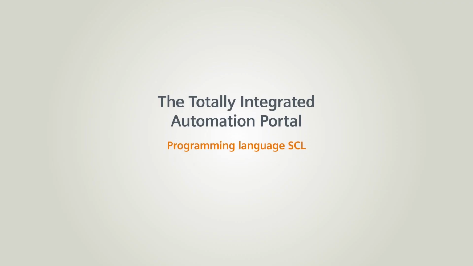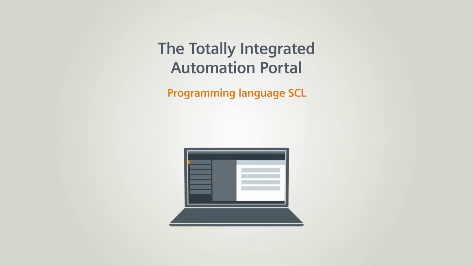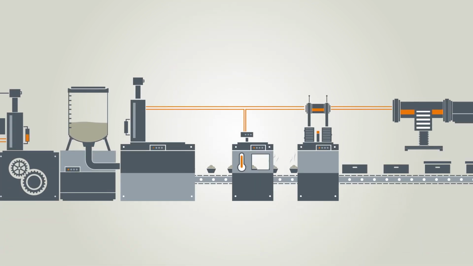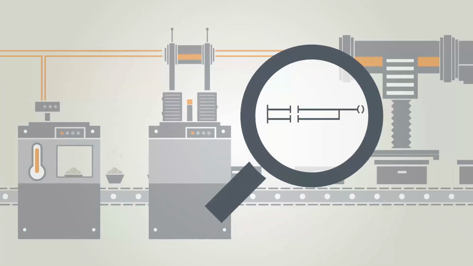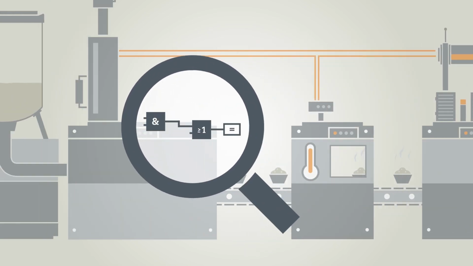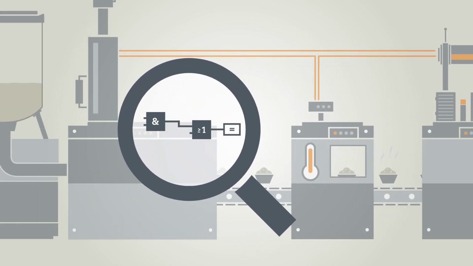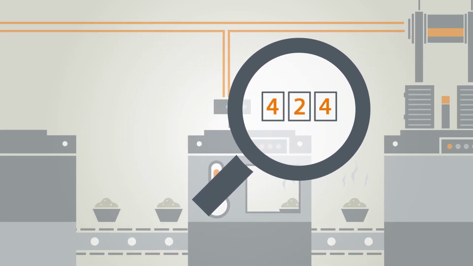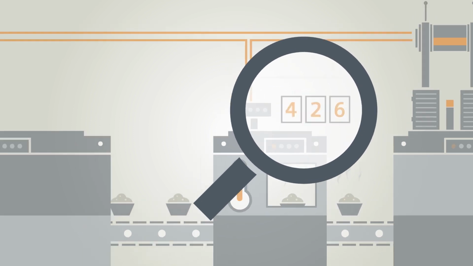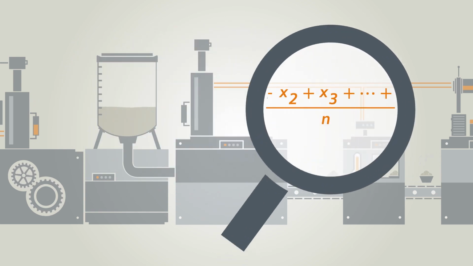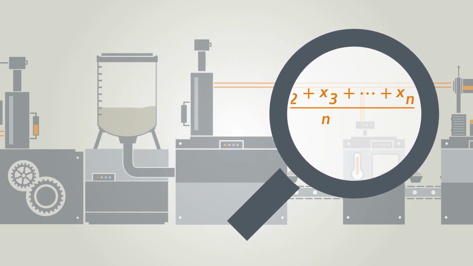In this chapter, you will learn how you can quickly and easily program your tasks with the programming language SCL. To do so, you have the graphical programming languages LAD and FBD at your disposal. In principle, you can use them to solve all automation tasks. You also have the option of the high-level language SCL, which is especially well-suited for data management or for more sophisticated calculations, such as calculating an arithmetic mean.